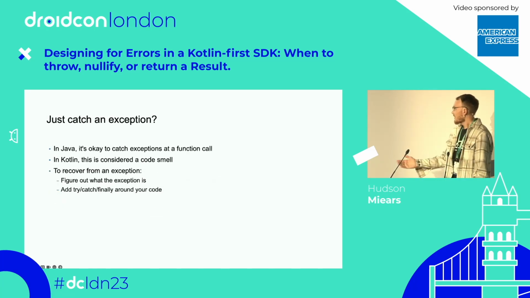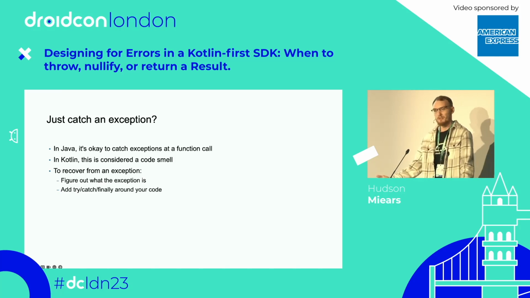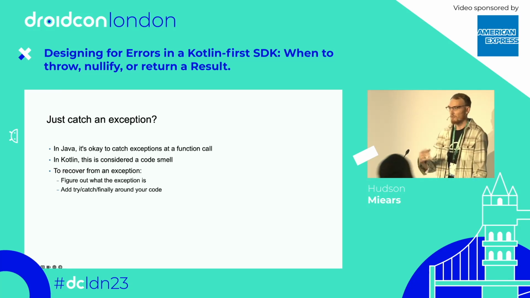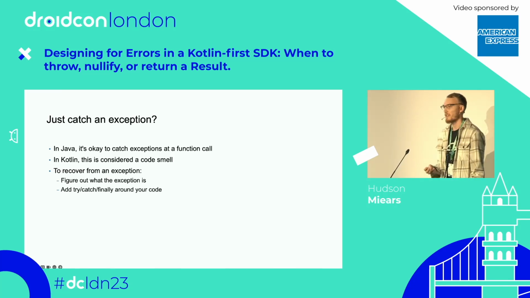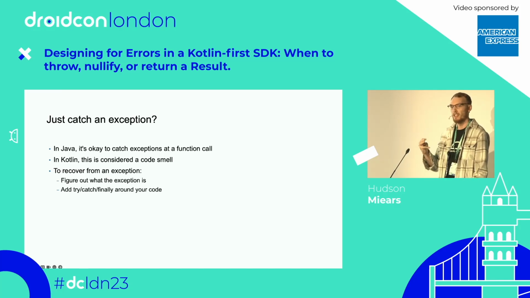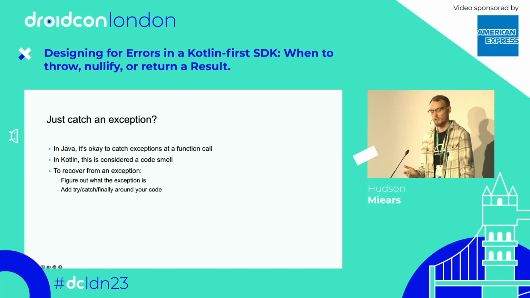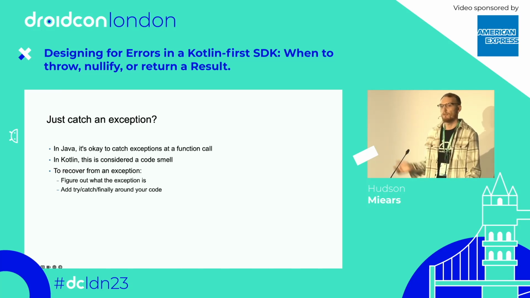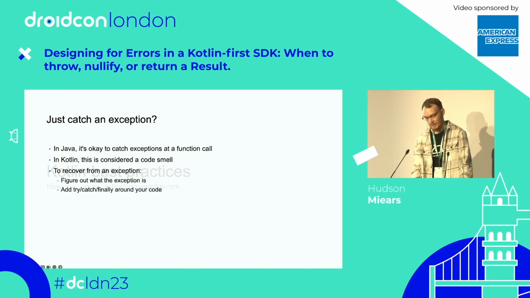Why can't we just tell our users to catch exceptions? In Java, maybe it was more normal and acceptable to catch exceptions right there at the function call. But in Kotlin, it's considered a code smell. And really, if you think about a functional programming style where you're chaining method calls together, you don't want to have to insert a try-catch block around one of those function calls and completely break the flow of your code. So maybe it's OK to throw exceptions, but we don't want to force our users to catch them.